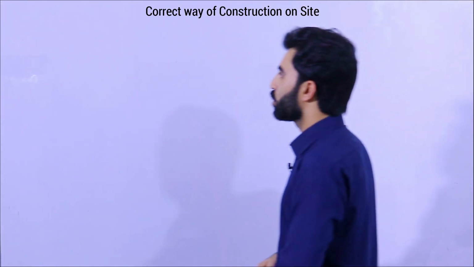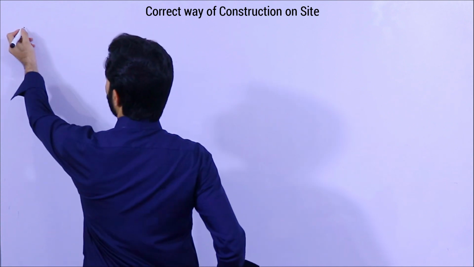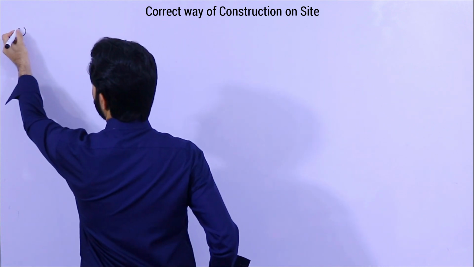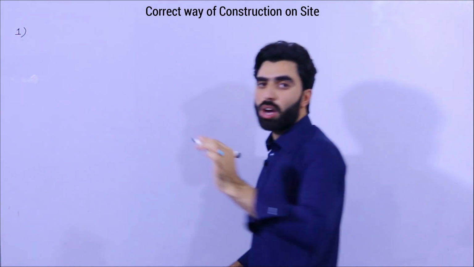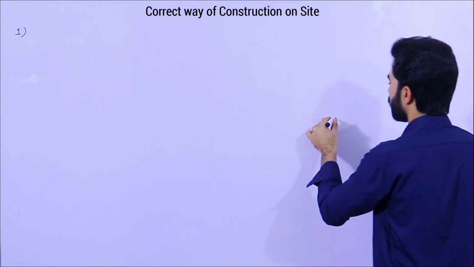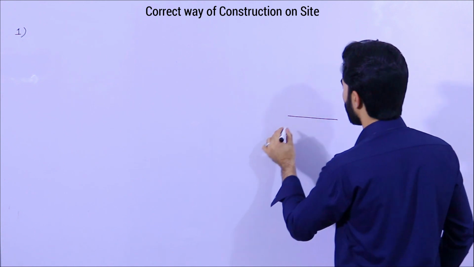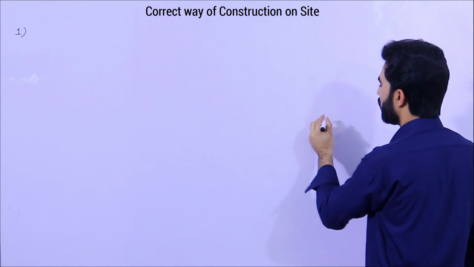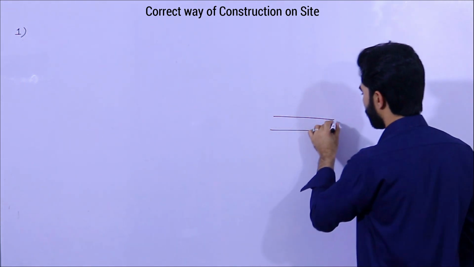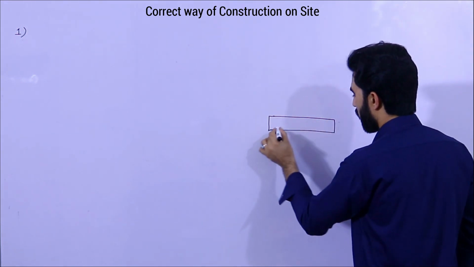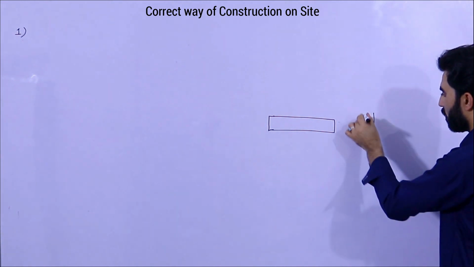First of all, guys, many students don't know about the lapping length. So what is the correct way of lapping? Guys, you can see here, whether it is tension or compression, especially the beam is in tension. For example, this is a beam, and this is a column.